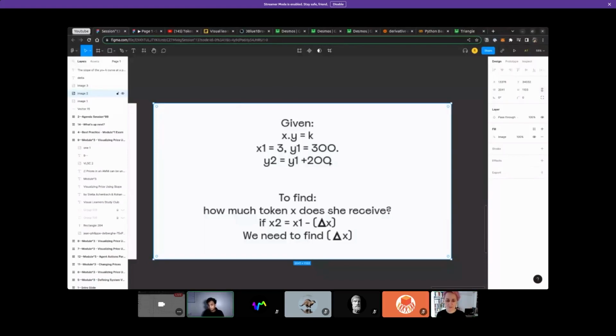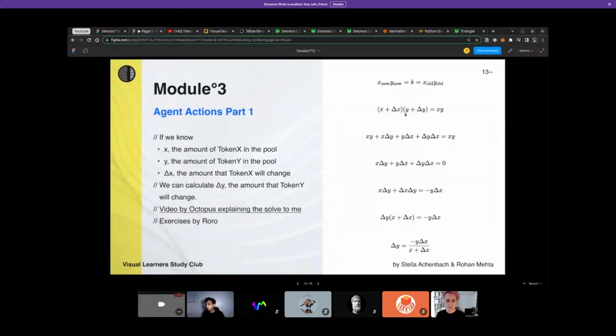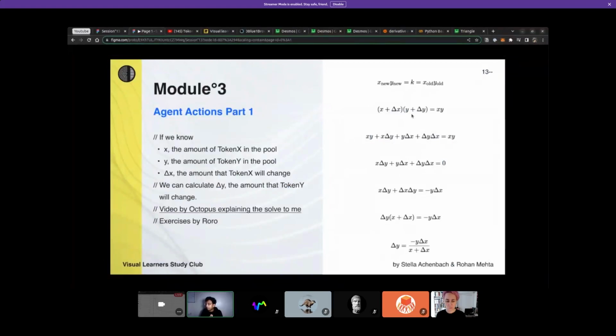The point is, the way we define y2, y new, is by definition y old plus the delta y that is changing. It's just a way to write whatever the old value was plus whatever change has happened. Is that not clear?